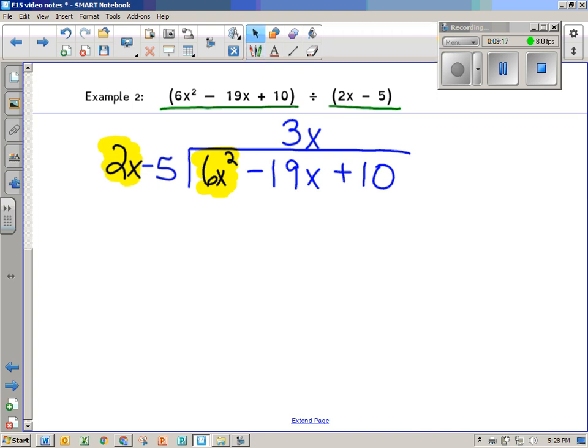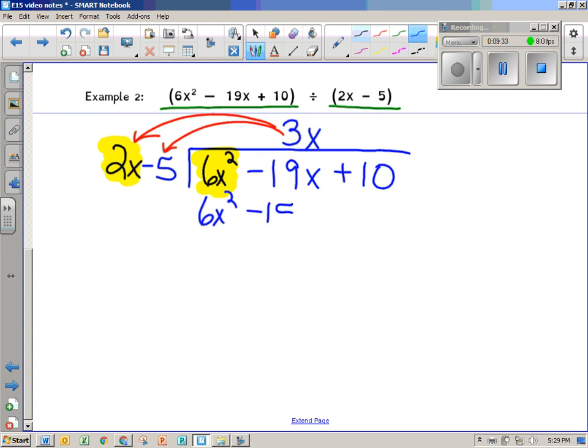So the next step is to multiply the 3x times both of those terms. So when we do that, 3x times 2x is 6x squared. 3x times negative 5 is negative 15x. Draw your line, change the sign, and combine. It's sort of a little rhythm there. Draw the line, change the sign, and combine. Remember, the first 2 are always going to cancel. That means they add up to be 0. Negative 19 and positive 15 is negative 4, and the x just stays.